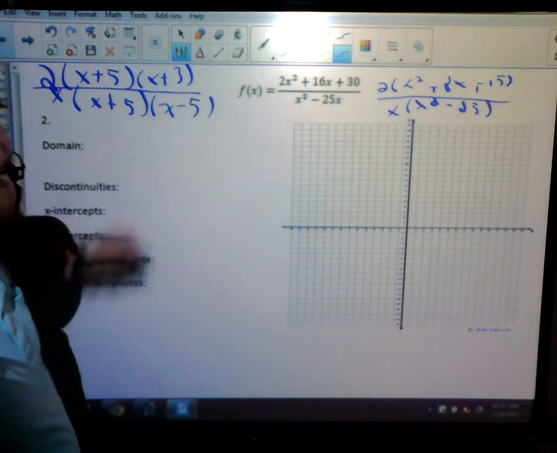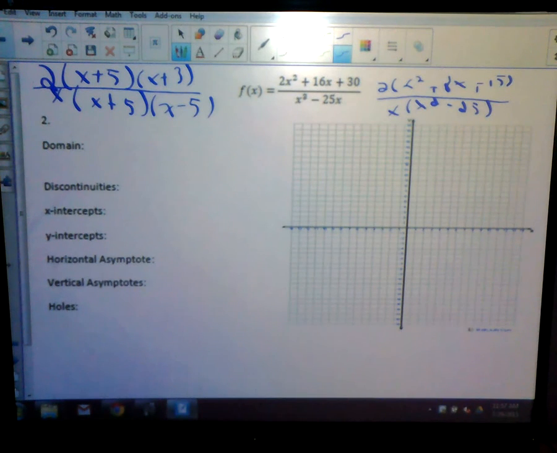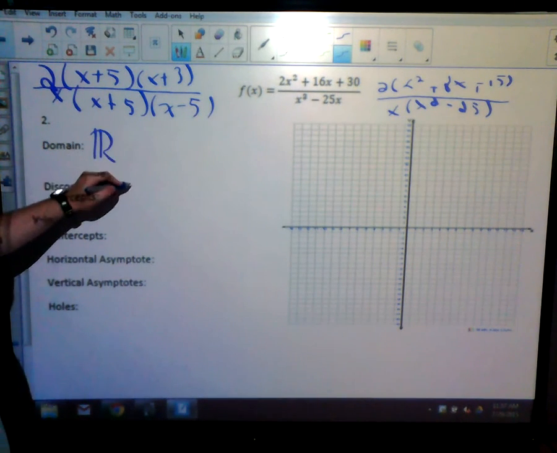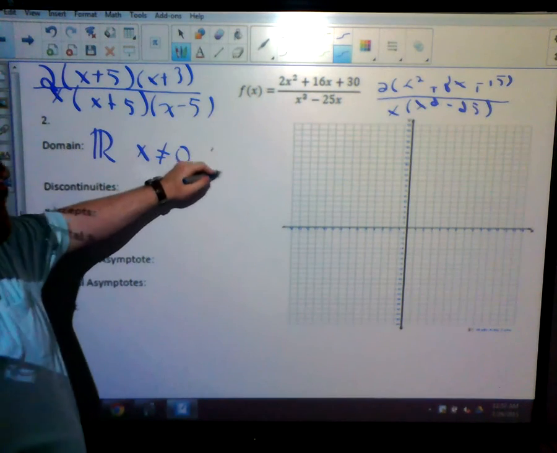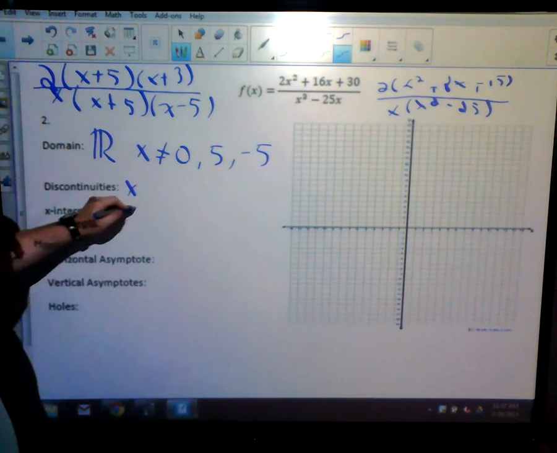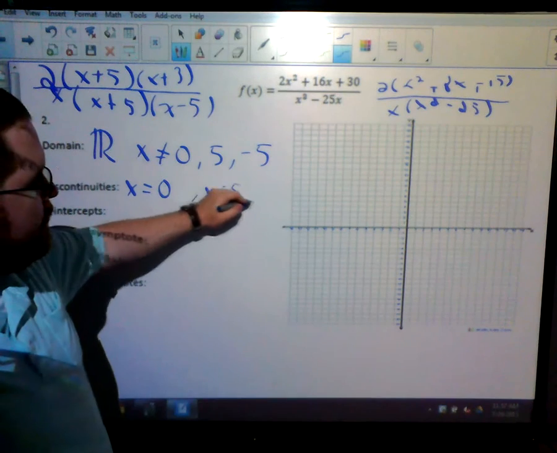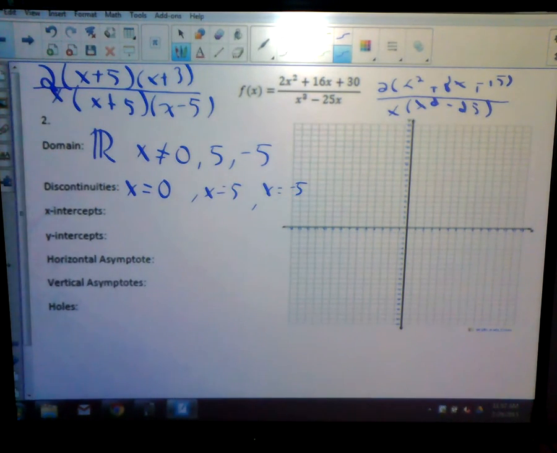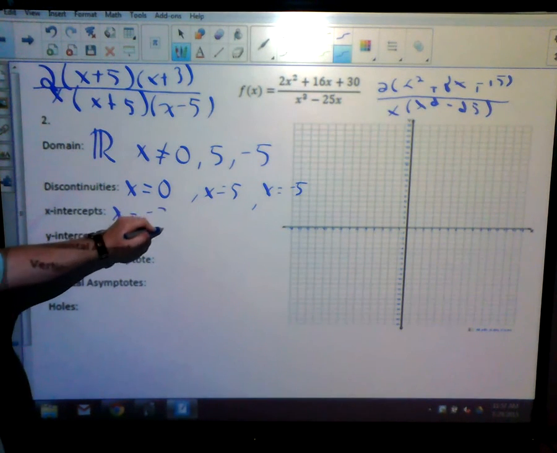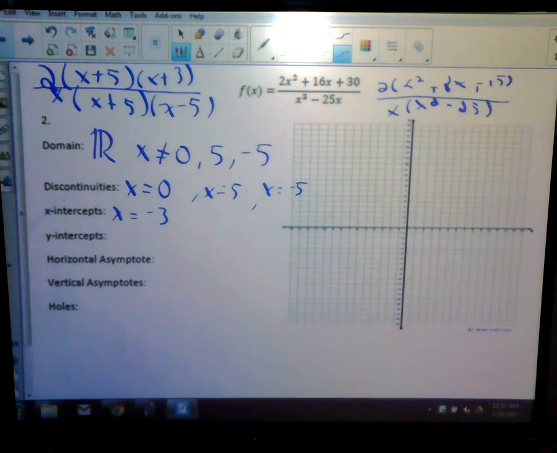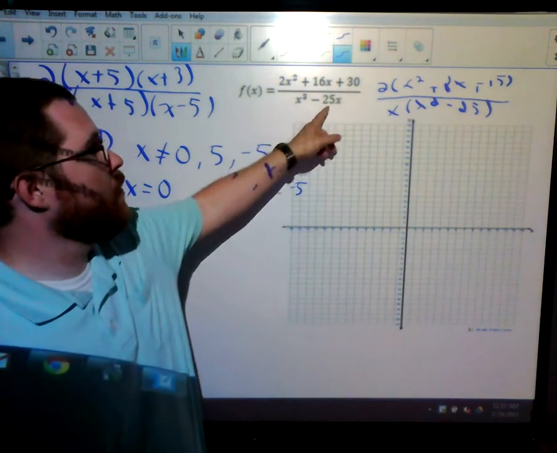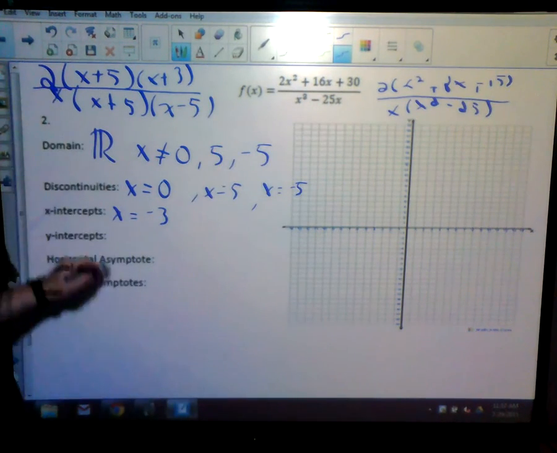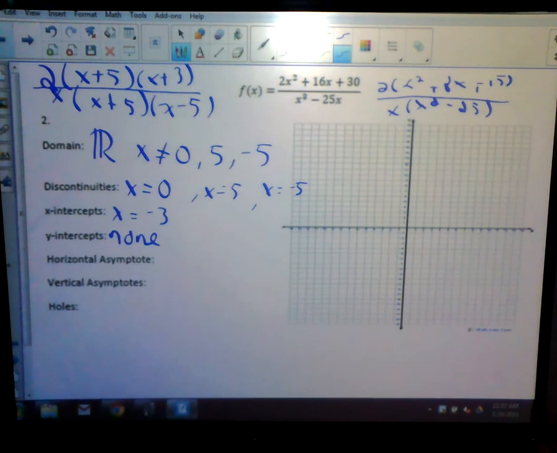So discontinuities, anything that makes the bottom 0. It's all real numbers, x cannot equal 0, 5, or negative 5. So my discontinuities are 0, 5, and negative 5. X-intercepts are what makes the top 0 but not the bottom. Negative 3 will make the top 0. Negative 5 would make the top and the bottom 0. The y-intercept, if you plug in 0, you get 30 over 0, so there is none. 30 over 0 doesn't exist.